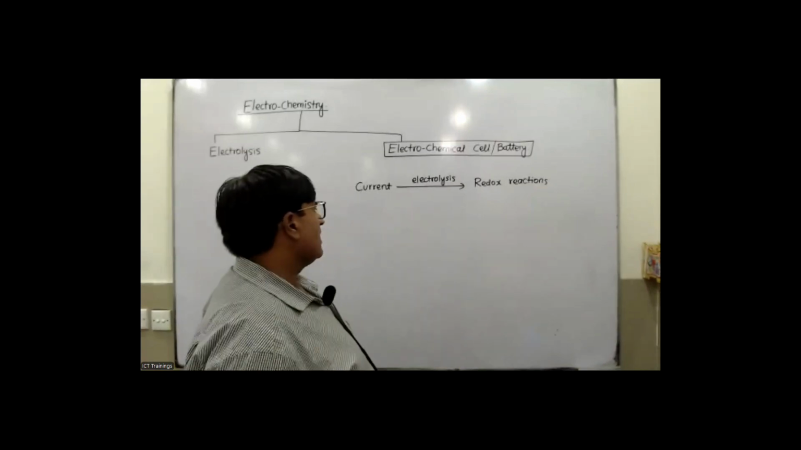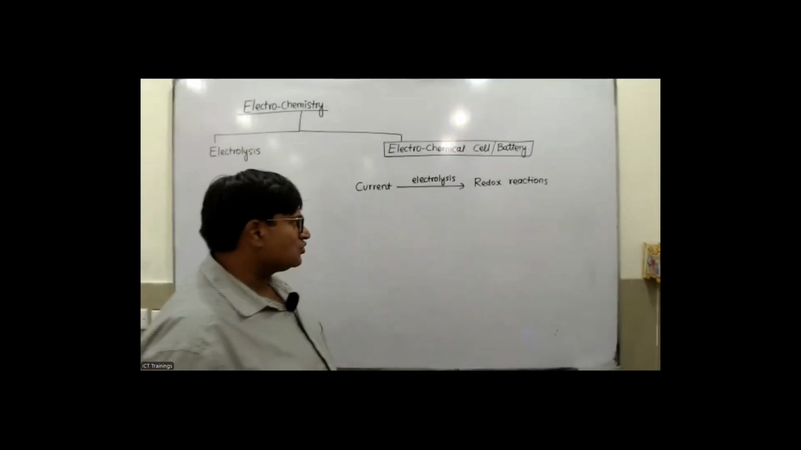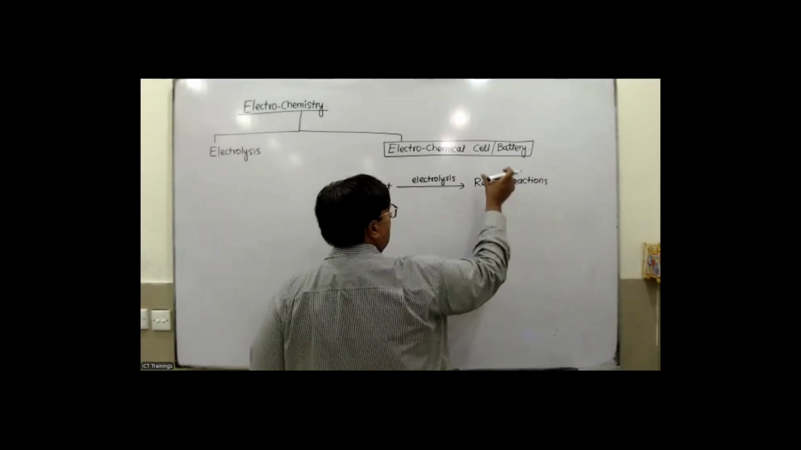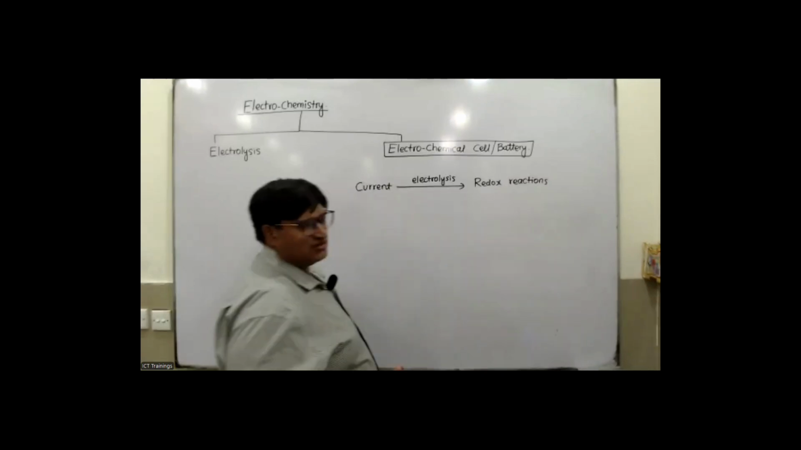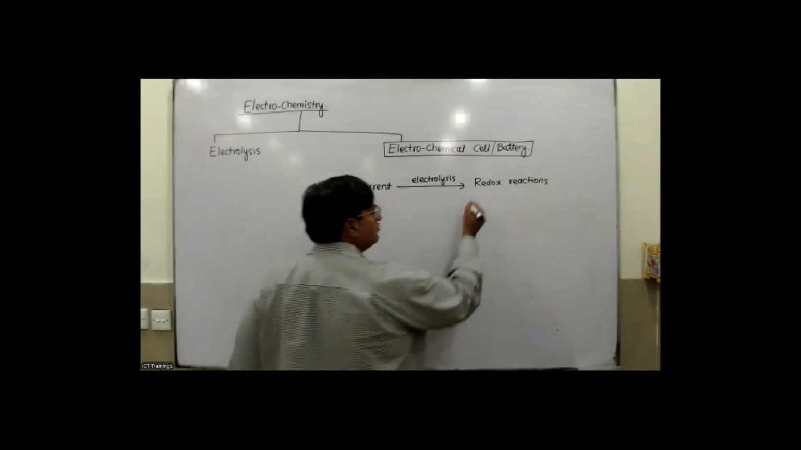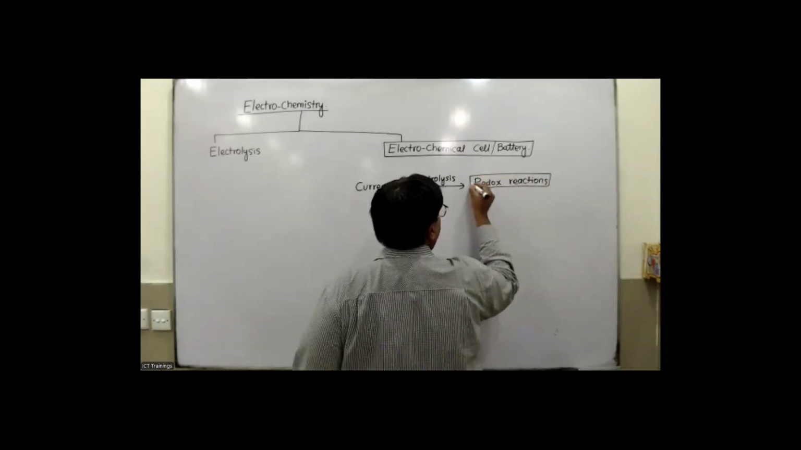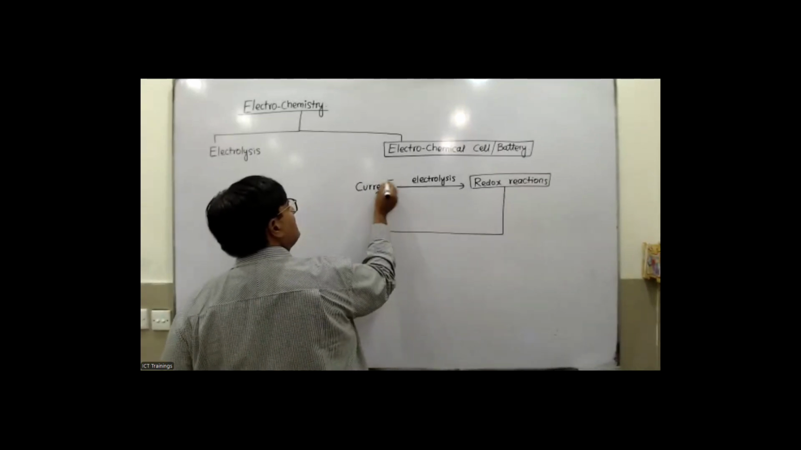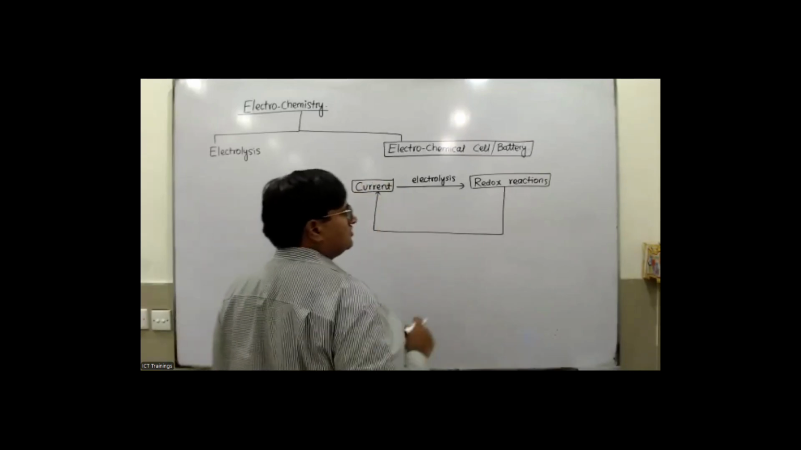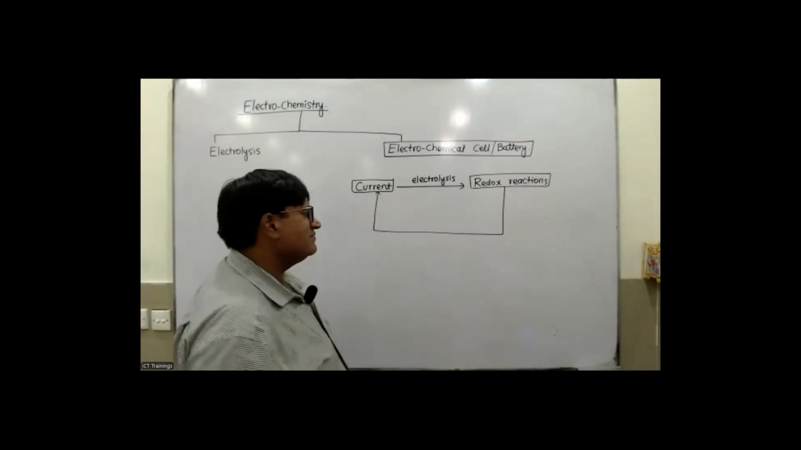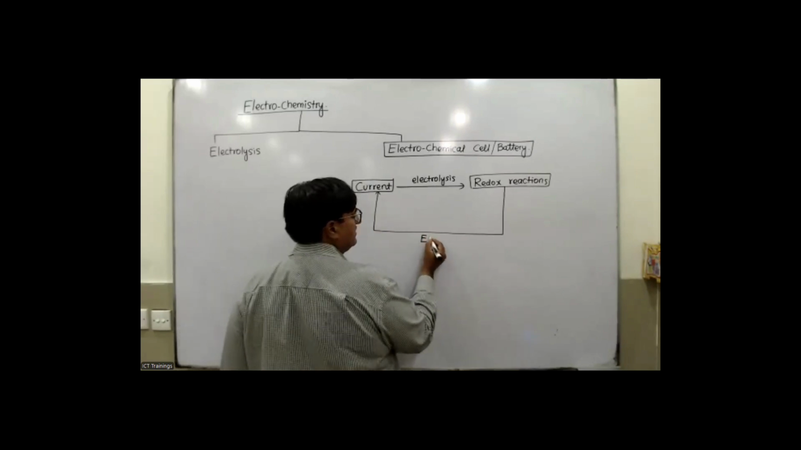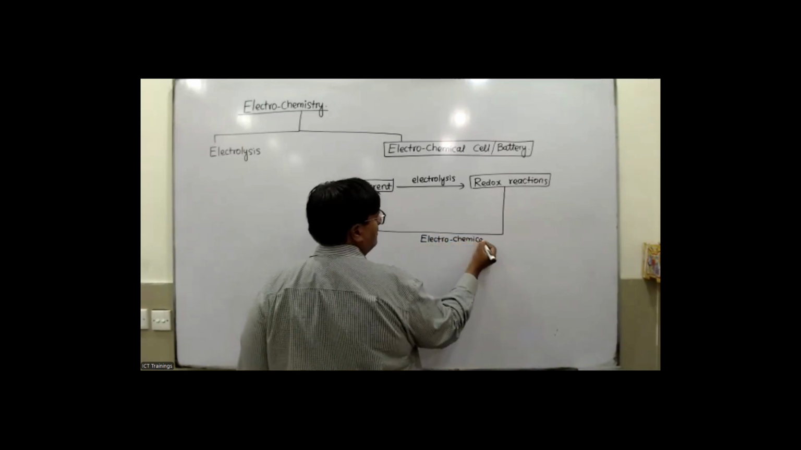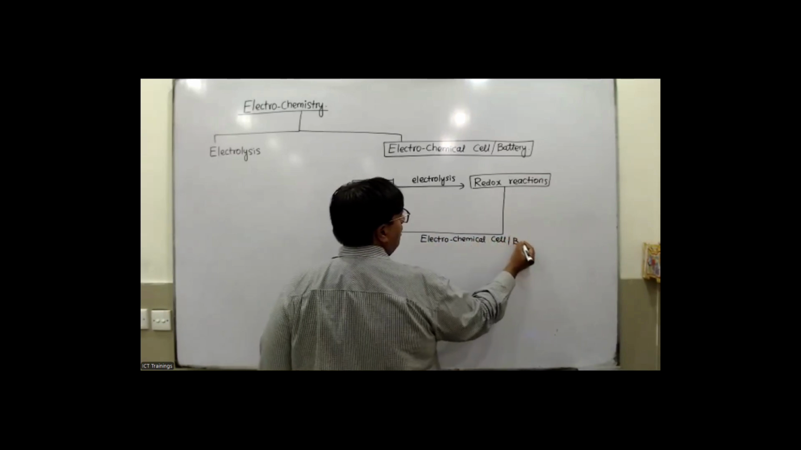Now there was a scientist who thought: if we use the current and produce the redox reaction as a result, then if we do the reverse, if we carry out the redox reaction ourselves, we can generate the current as well. So the first thing that was designed at that time is called the electrochemical cell, or the battery.